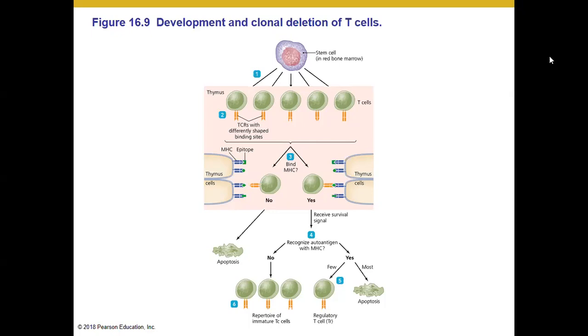We then present to them self-antigen, all right? And if they respond to that, that's bad. Negative selection, we get rid of them, all right? And so you can see down here, apoptosis. And then you have some that could become active T cells in future infections, all right?